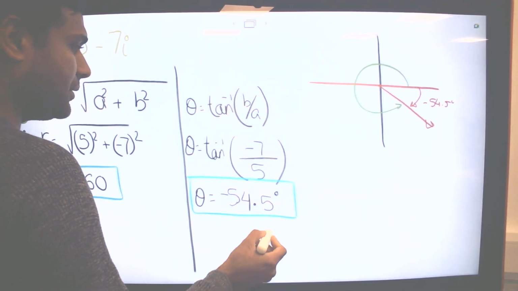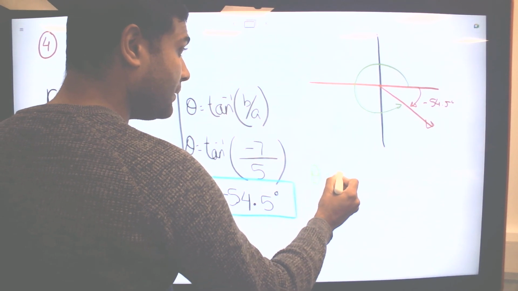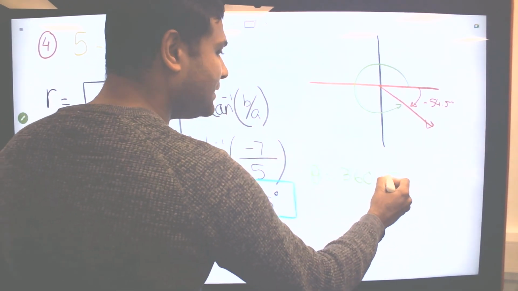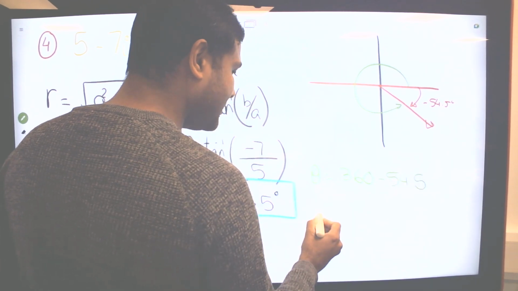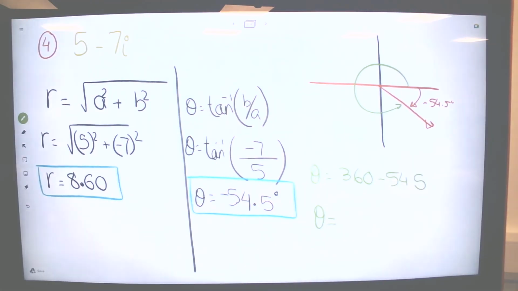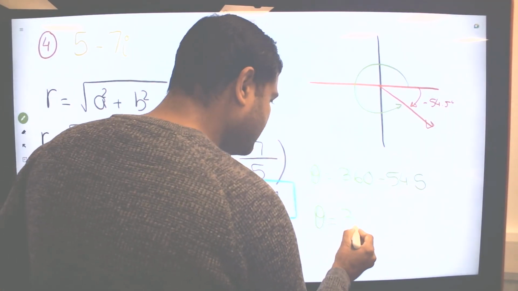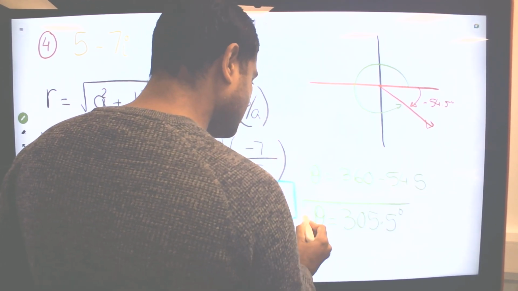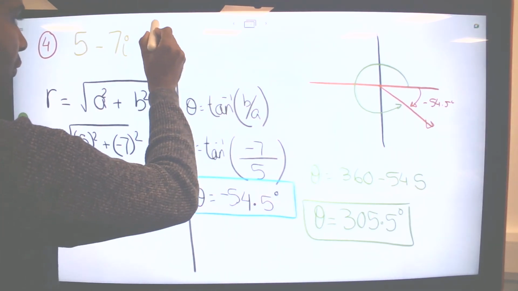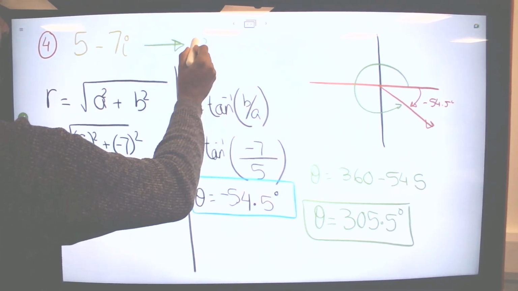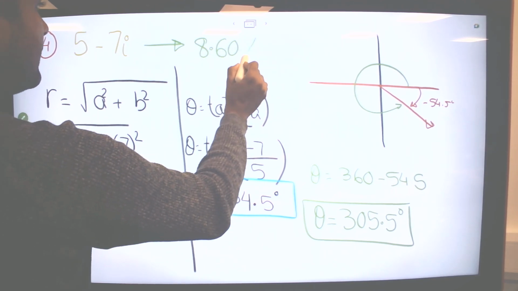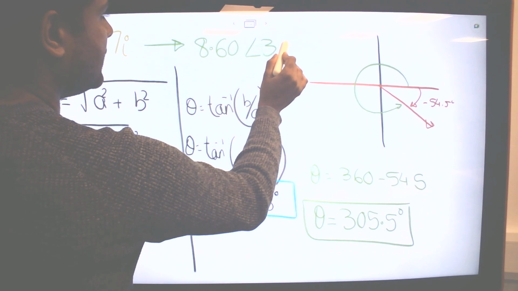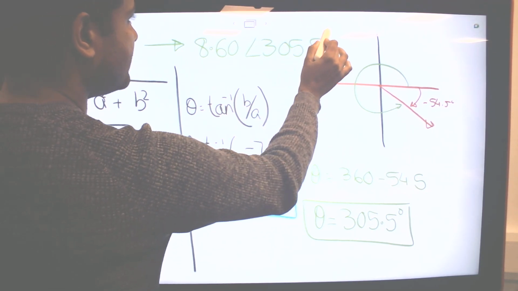So what should I do? 360 minus 54.5. What's the angle? Can someone give me the value for the angle, please? 305.5. So then this thing will be r, angle 305.5 degrees.